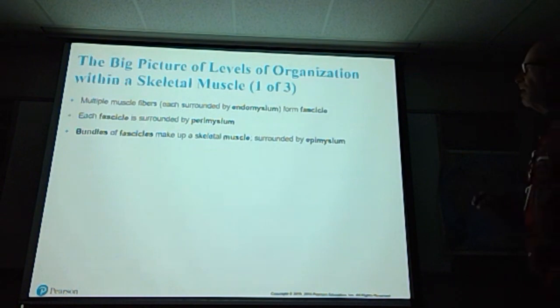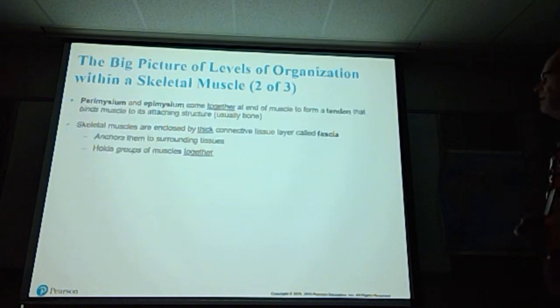Big picture, multiple muscle fibers, each surrounded by an endomysium, form a fascicle. Each fascicle is surrounded by a perimysium. Bundles of fascicles make up a skeletal muscle surrounded by an epimysium. So we have an endomysium, forms fascicles, fascicles bundled together by the perimysium. Bundles are the skeletal muscle surrounded by an epimysium.